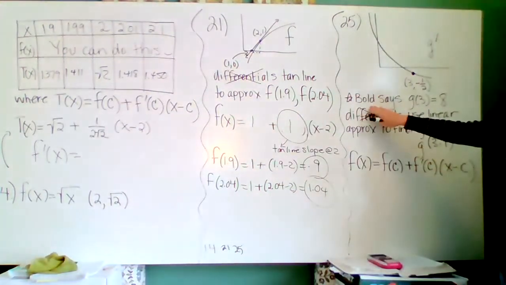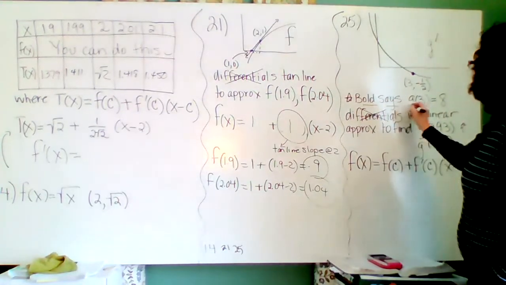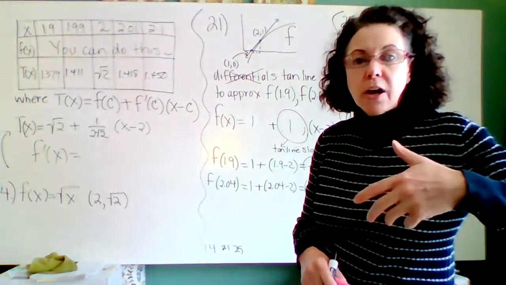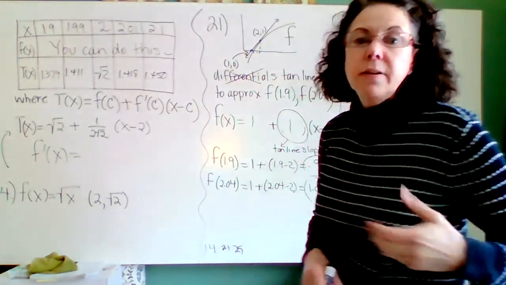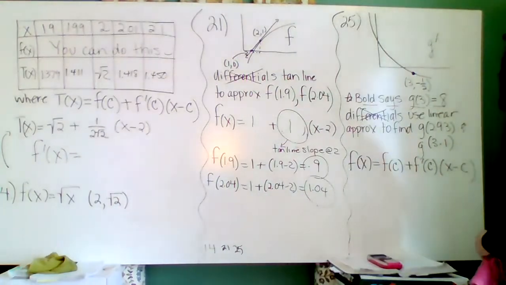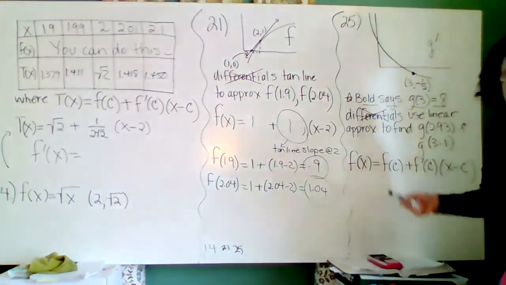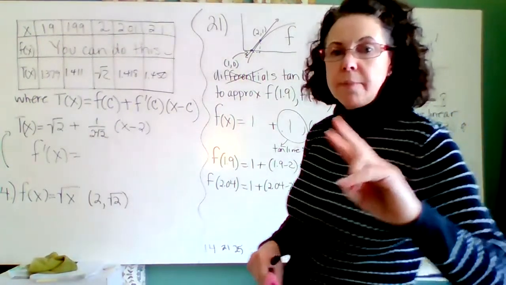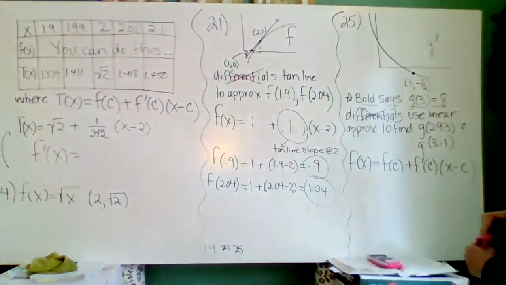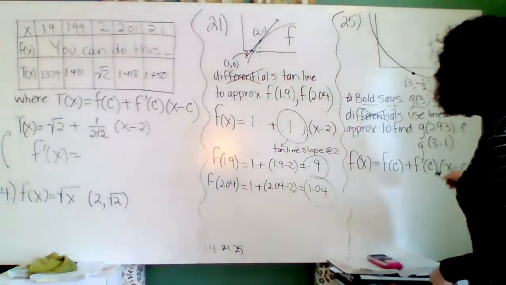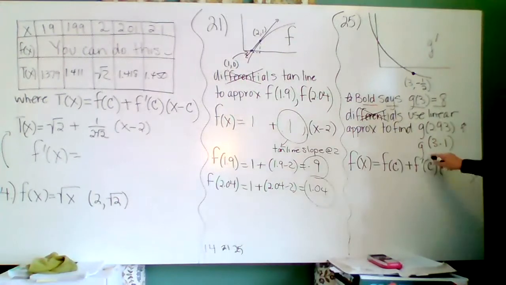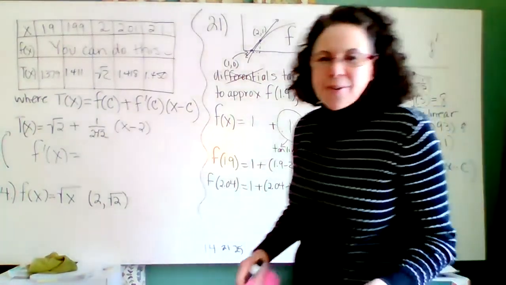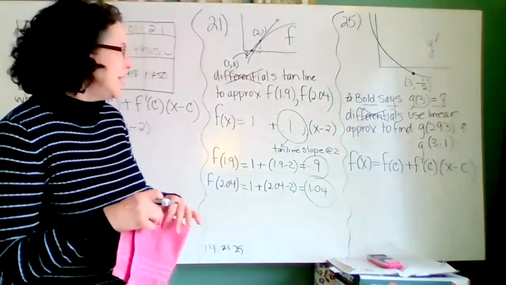Now they say, also in bold, that g of 3 is 8. They give you information about the original function, that it starts at an x of 3, and the value of the function is 8, okay? And it says use differentials, I crossed it out, use linear approximation. They'll say it two different ways on the AP exam: tangent line, linear approximation. Use linear approximation to find G of 2.93 and G of 3.1. Now, I know they have G's, but I always write the equation of the tangent line the same way so that it won't confuse you.